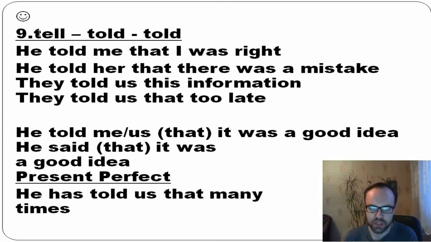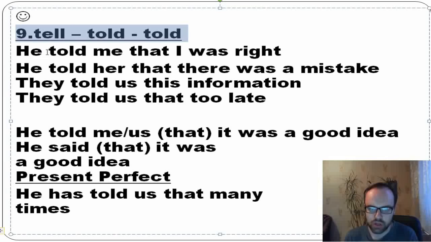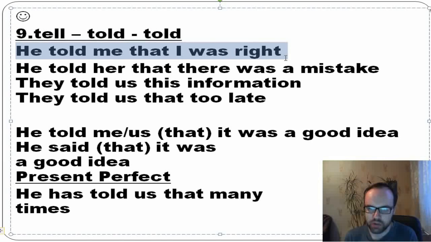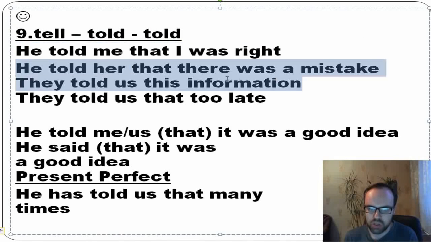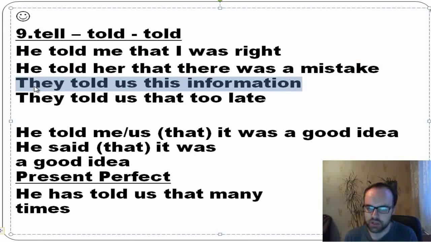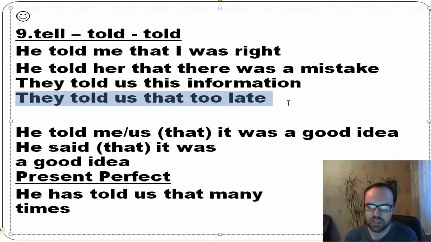Okay, and tell, told. He told me that I was right. He told her that there was a mistake. They told us this information. So tell something. Yeah, remember this. I think tell something, they told us, tell someone. I mean, they told us that too late. So we can't say they told that too late. No: told me, told us, told him, told them, and so on.